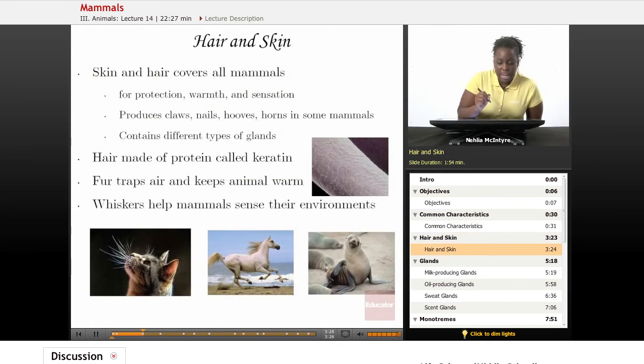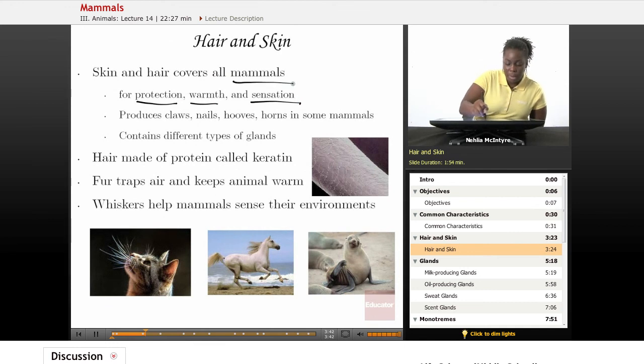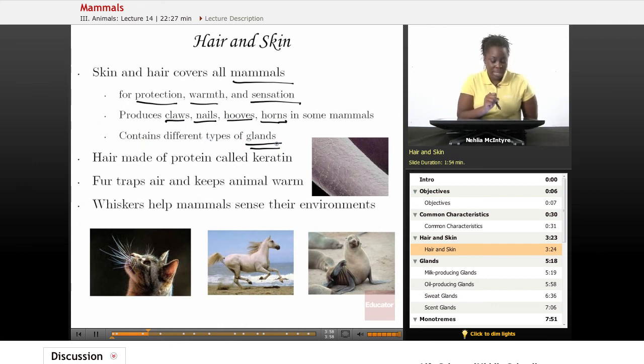Let's first discuss the hair and skin of mammals. Hair and skin play a very important part in the life of the mammal because it provides protection, warmth, and sensation for those animals. Hair and skin cover the whole body of a mammal. The skin also produces things like claws, nails, hooves, and horns in some mammals. The skin carries several different types of glands, which we'll discuss also in this lesson.